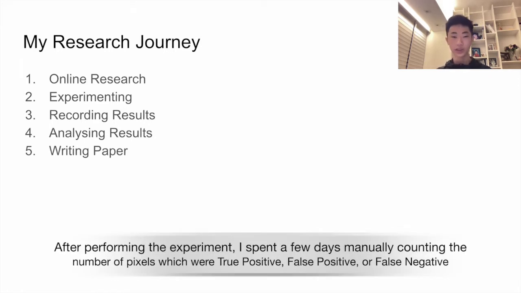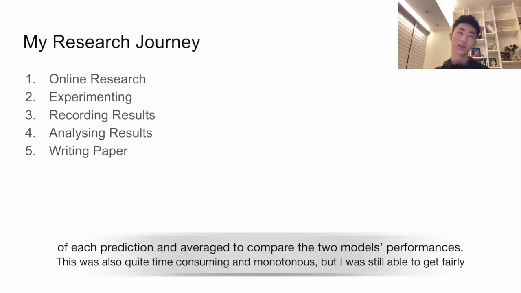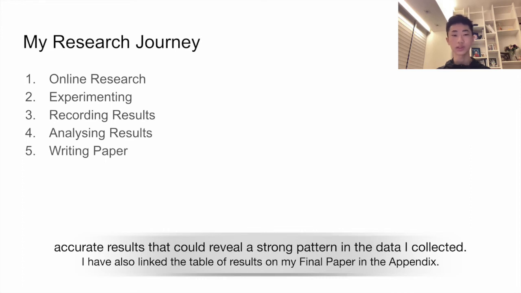After performing the experiment, I spent a few days manually counting the number of pixels which were true positive or false negative in each of the 80 predictions in the experiment, and recorded the results in a table, which I also used to calculate the intersection over union of each prediction and averaged to compare the two models' performances. This was also quite time consuming and monotonous, but I was still able to get a fairly accurate result that could reveal a strong pattern in the data I collected. I have also linked the table of my results on my final paper in the appendix.